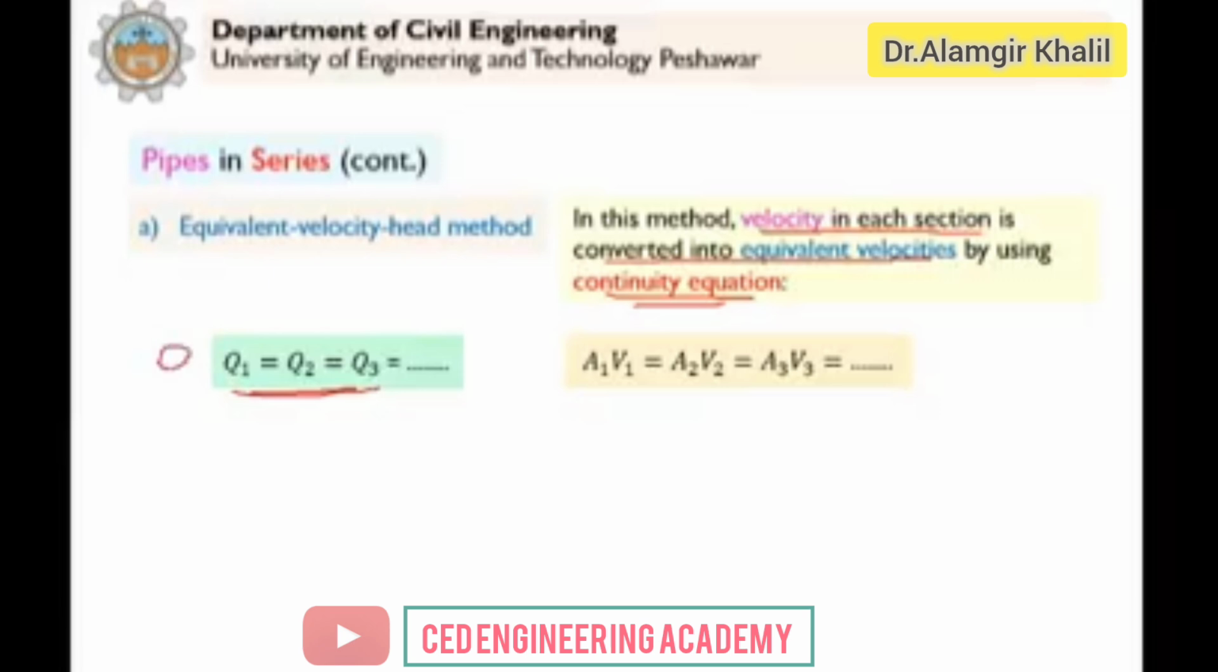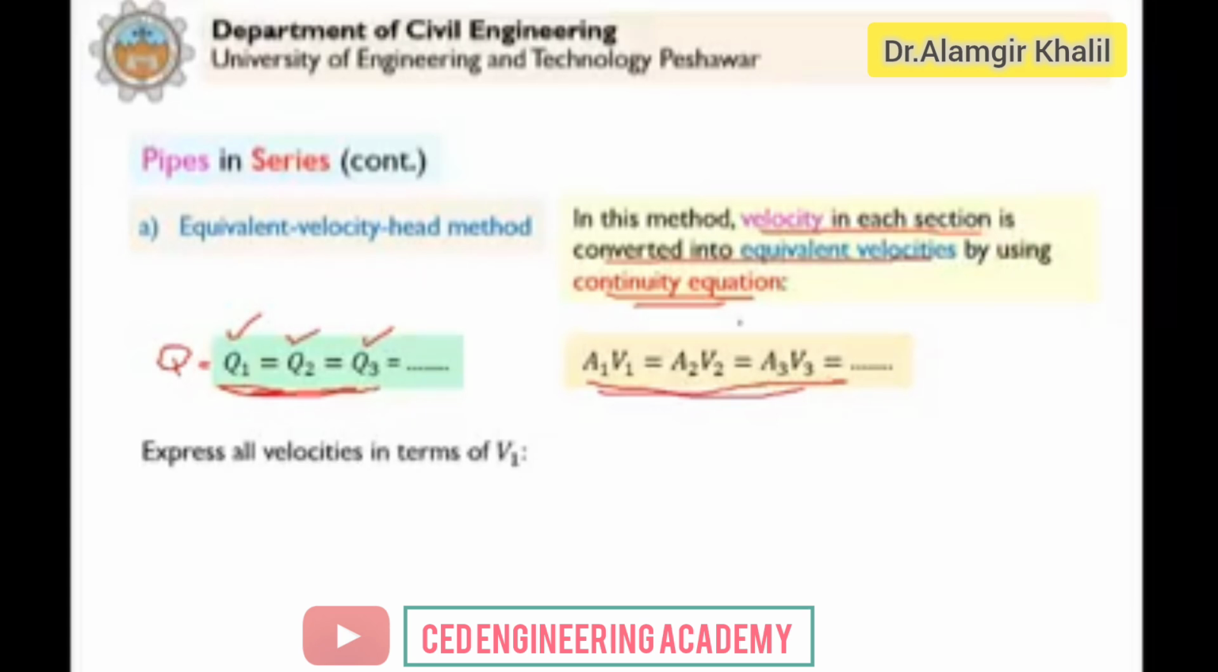Because the discharge is given, from continuity, Q is equal to Q1 equal to Q2 equal to Q3 for 3 pipes connected in series. And if we have a large number of pipes connected in series, then it will continue up to that, clear? So this discharge is known. Now from continuity, we can write that A1 V1 is equal to A2 V2 is equal to A3 V3. Now from here, we will express all the velocities in terms of, let's say, V1, clear? So this will be the equivalent velocity. This is how the concept of equivalent velocity comes, that essentially we are expressing other velocities in terms of V1 using the continuity equation.